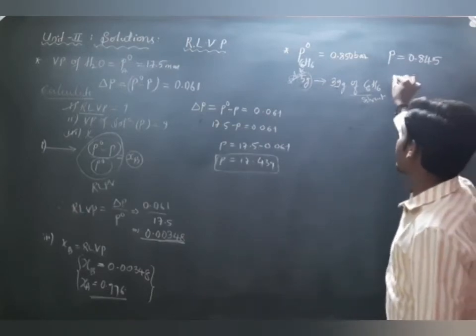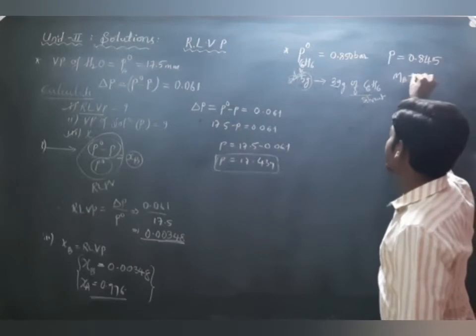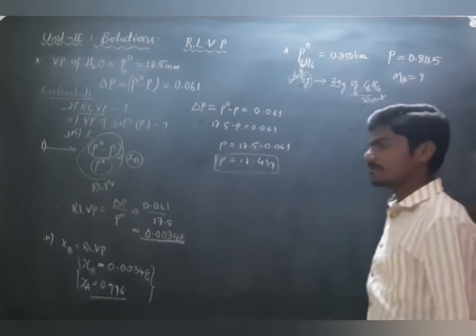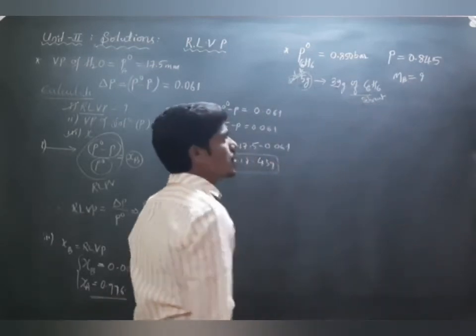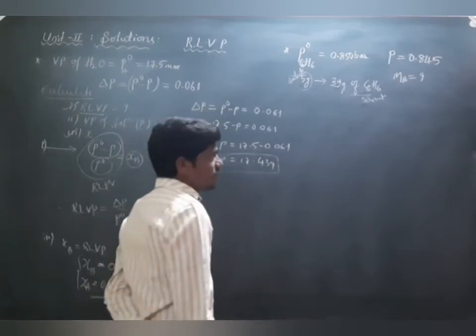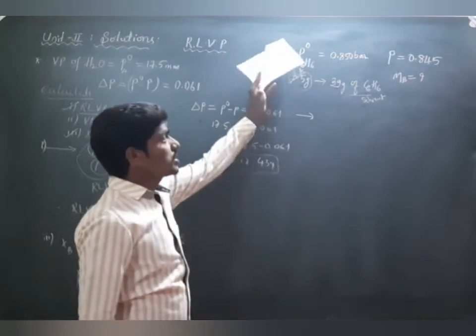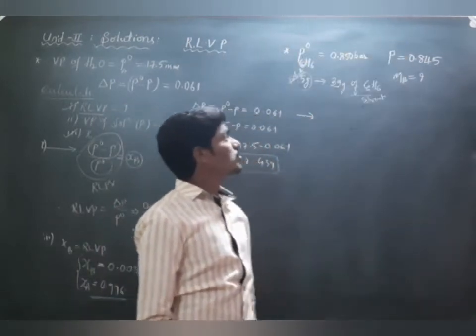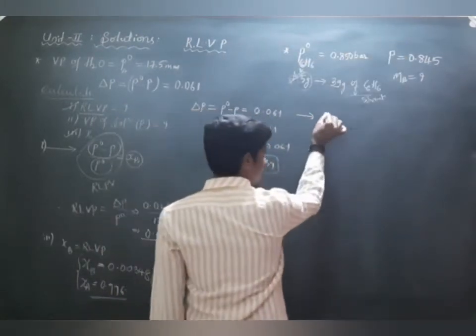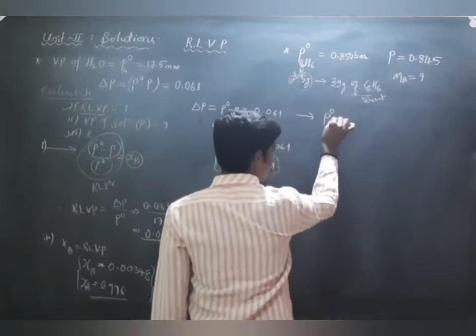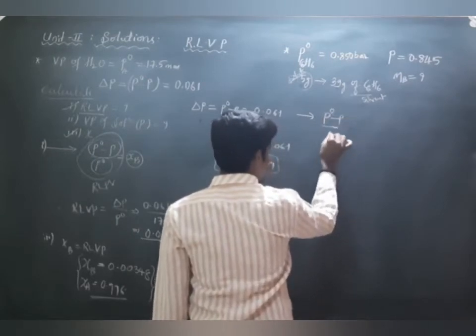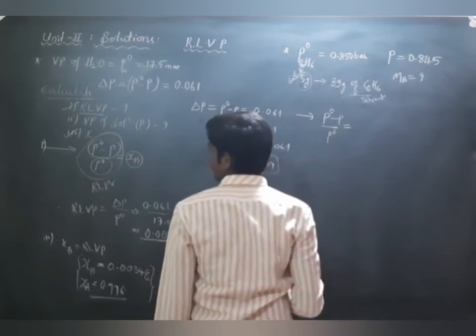Calculate the molar mass of solute. MB is equal to question mark. Direct formula. So here, first step, I have written the given data. P naught is given, P is given, MB is equal to question mark. So the RLVP formula: P naught minus P divided by P naught is equal to XB.